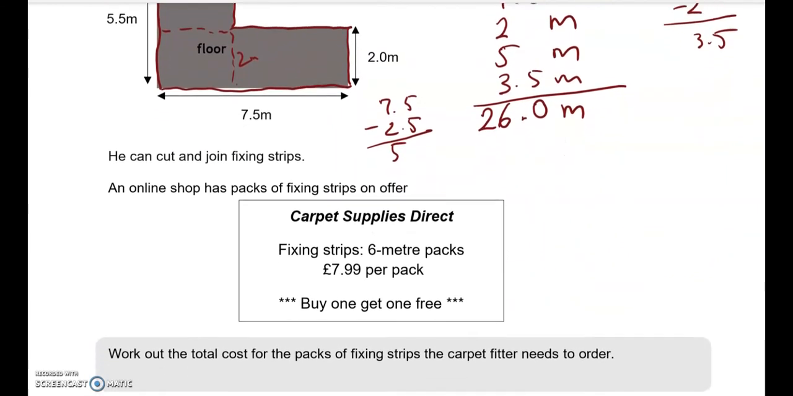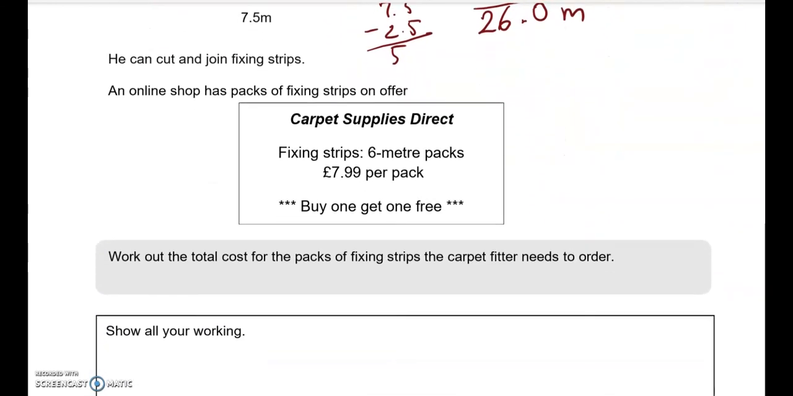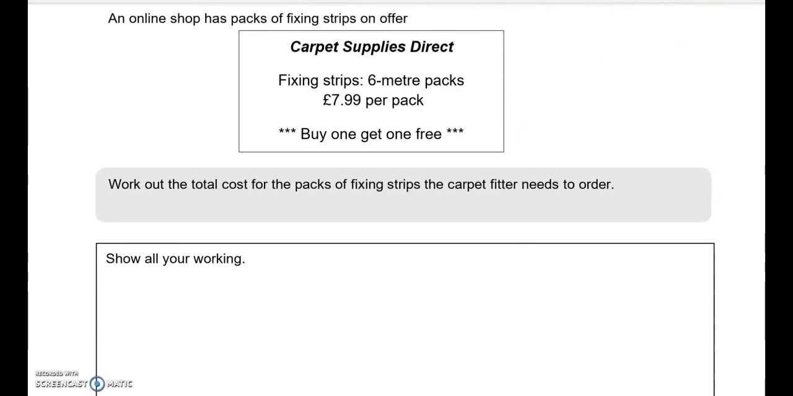Now we need to look at the offer. So if you buy 6 meters, you will get 6 for free. So that would be 12. But we need 26. So another 6 is going to give him or her another 6 for free. So that's another 12 to make 24. Now we need 26, so that's 2 more.